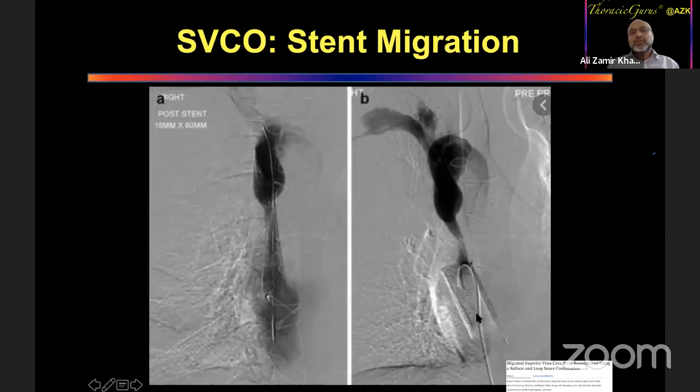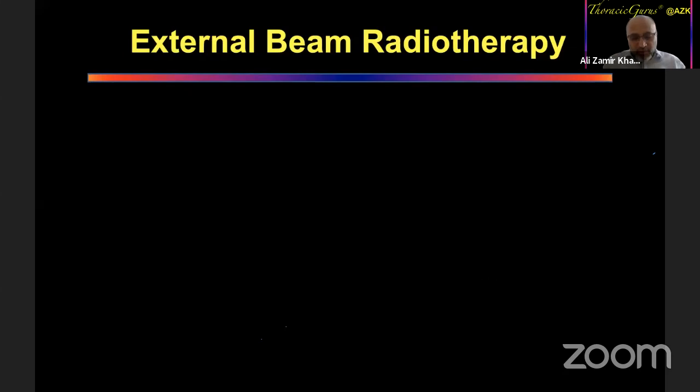They're actually now using a loop to retrieve that stent. You cannot redeploy the stent. Usually you have to retrieve the stent and start all over again. So that is about endovascular stenting. What are the other treatment modalities available?